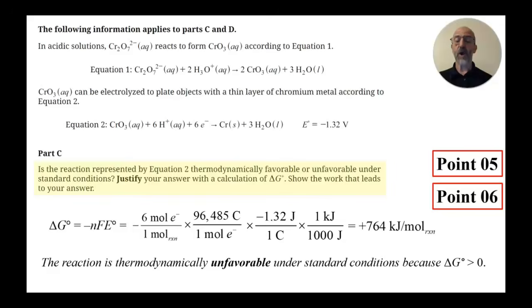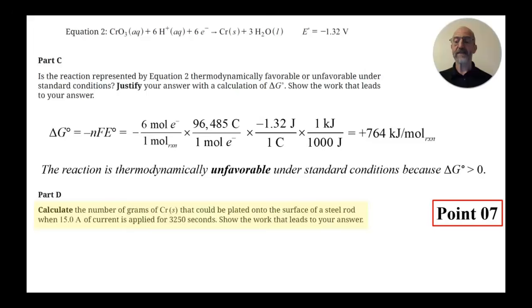Now, moving on to what I'm calling point 7 of this question. It says, calculate the number of grams of solid chromium that could be plated onto the surface of a steel rod when 15 amps of current is applied for 3,250 seconds. So I'm first going to convert from seconds to coulombs because 15 amps is also 15 coulombs per second. Then I will use the Faraday constant. I'm going from coulombs to moles of electrons. So it's going to be 1 mole of electrons for every 96,485 coulombs.